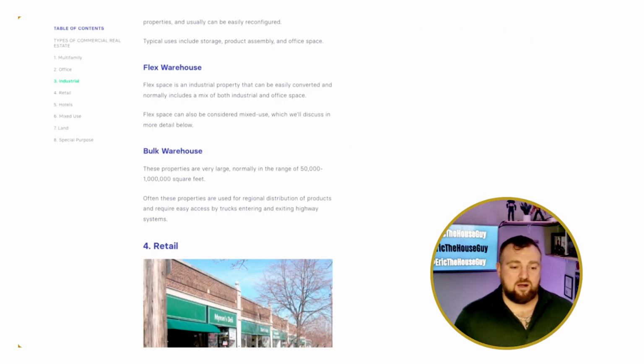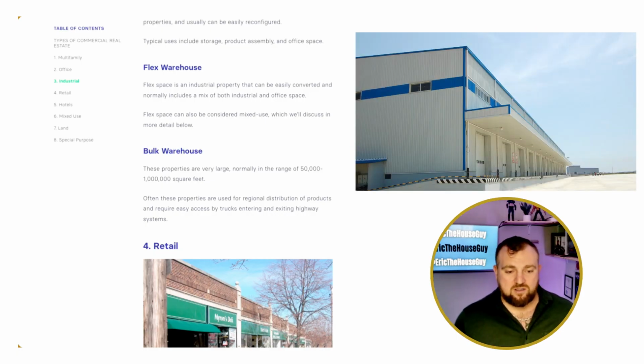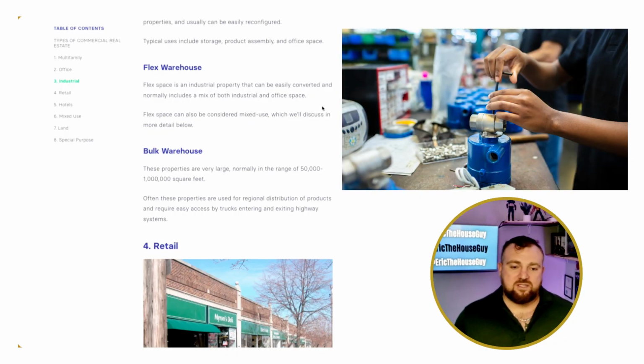Now your bulk warehouse. These properties are very large, normally in the range of 50,000 to 1 million square feet. Often these properties are used for regional distribution of products and require easy access by trucks entering and exiting highway systems.